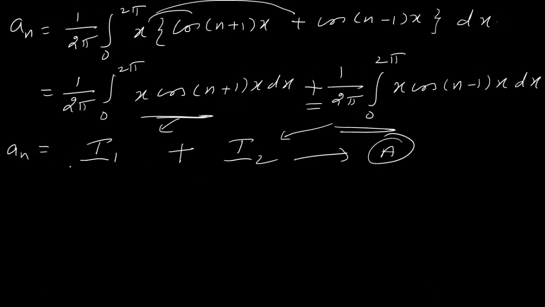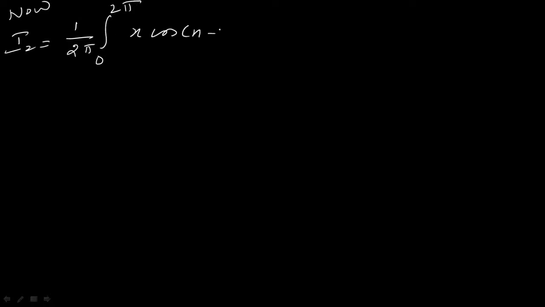So let me substitute in equation A. The I1 value we have calculated is 0, plus, let me now calculate the value of I2. I2 is nothing but 1 by 2 pi of integral 0 to 2 pi x cos (n-1)x dx. Now your I2 is equal to 1 by 2 pi integral 0 to 2 pi x cos (n-1)x dx.